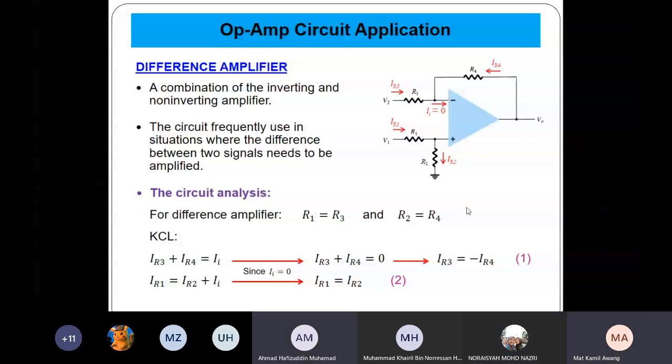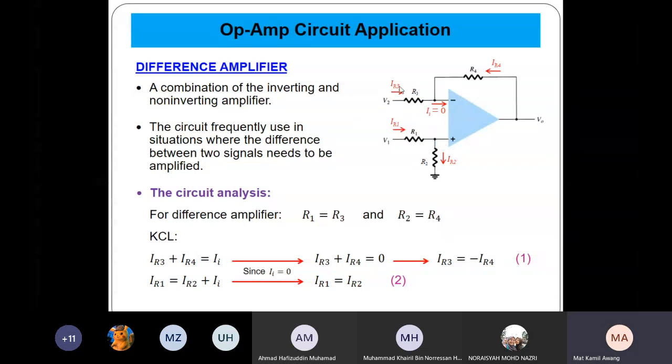This is not integration or differentiation. This is only the difference amplifier. So the difference amplifier is a combination of inverting and non-inverting. Why is it a combination? Because if you have this input here, this input is an inverting amplifier, and this input here is a non-inverting amplifier.